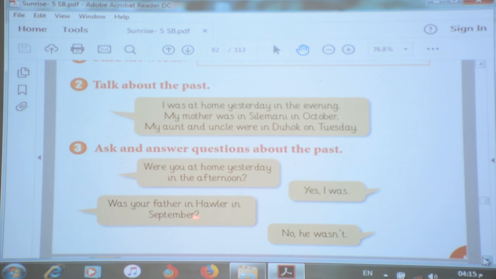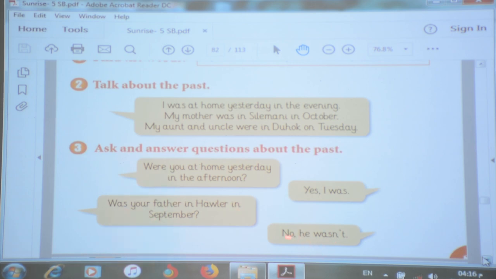And there's another question. Was your father in Howler in September? Was your father? Your father is a singular noun. Okay? You should use was. The question starts with was. Was your father in Howler? Howler is the name of the city. And September is the name of the month. You should use in September.